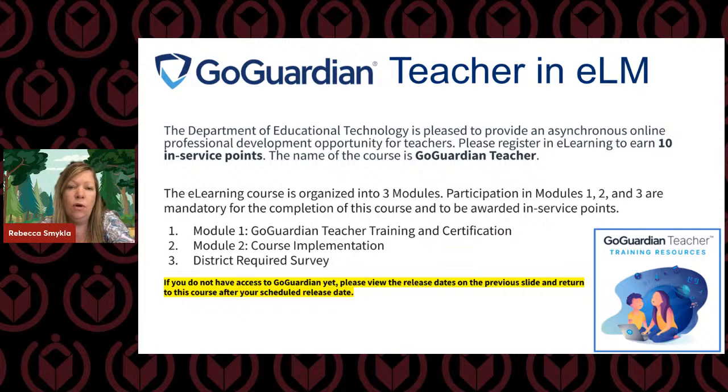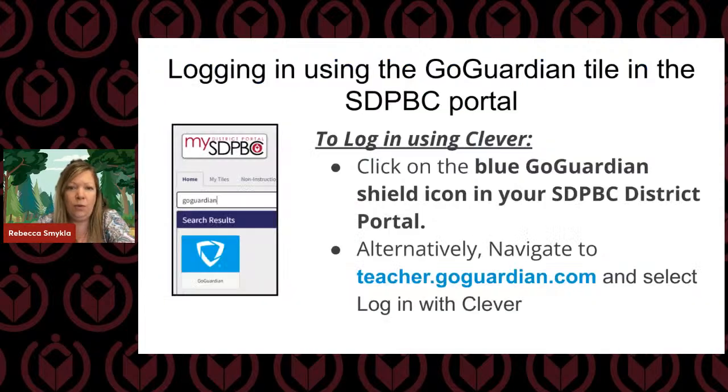Okay. And this is going to affect the training and ELM. So if you are on the rollout for the 10th or the 18th, please wait to log into ELM if you want to take this course. We are offering an asynchronous course. You can earn 10 in-service points by taking this course. Name of the course is pretty easy, GoGuardian Teacher. You just have to go through that course in order to get the in-service points. Again, wait until your release date though.